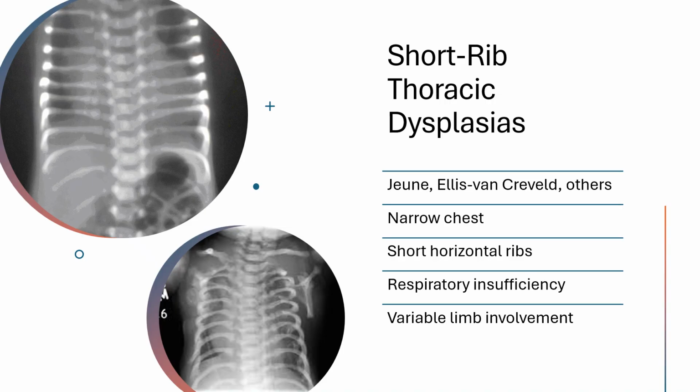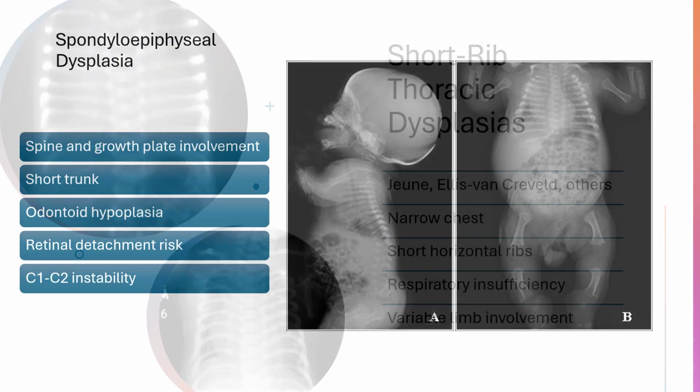While Jeune syndrome and Ellis-van Creveld syndrome represent the most commonly encountered forms, numerous other conditions share this basic pattern of thoracic restriction. What makes this group particularly challenging is that the limb involvement varies dramatically between different types. Some children have relatively normal arms and legs, but severe chest problems, while others show significant limb abnormalities alongside their respiratory issues. This variability means that each case requires individual assessment to understand the full scope of the condition and plan appropriate interventions.